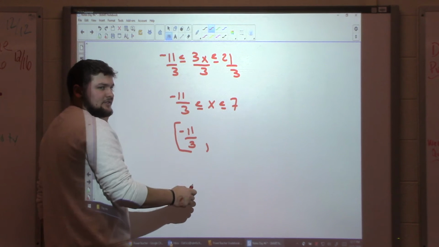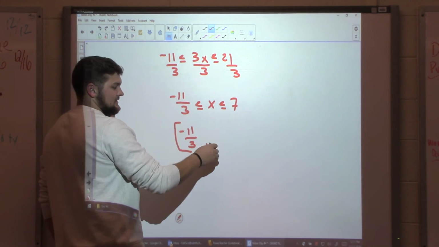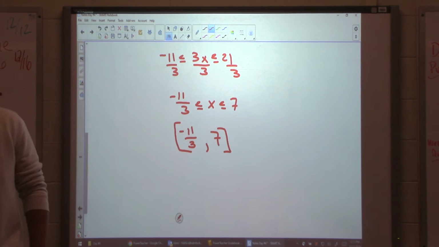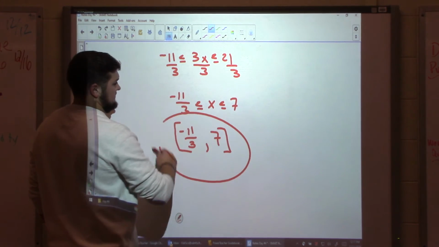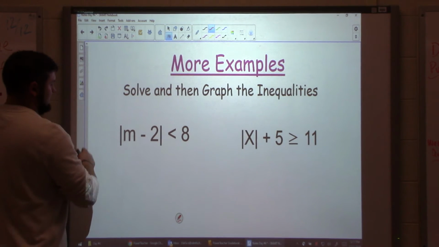What's the biggest value this is going to be? 7, good. And it's a bracket because it's or equal to. Alright, that's my answer. Does that make sense? Should we try some more? Okay, let's try some more.